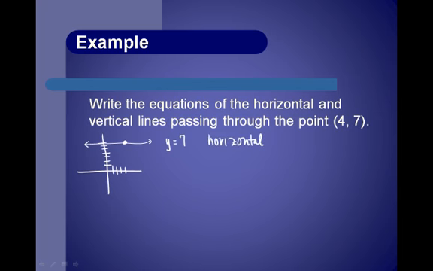The vertical line would be right through here, which we said a vertical line has an undefined slope, so it's always x equals whatever the x value of your ordered pair is. So x equals 4 would be the vertical line.